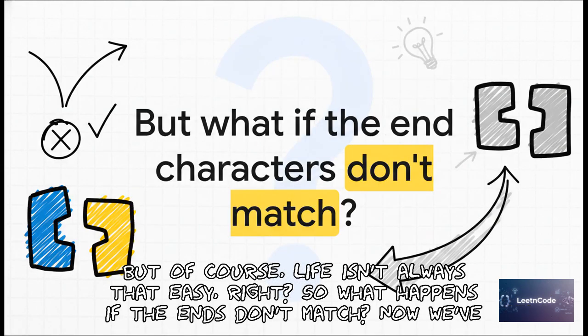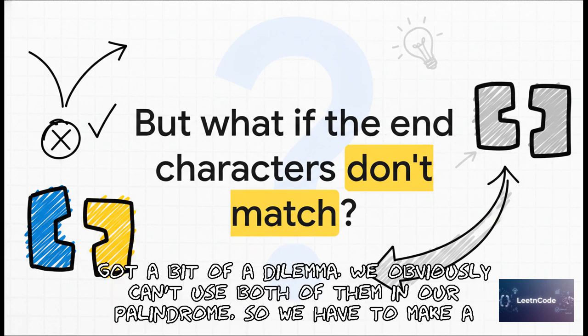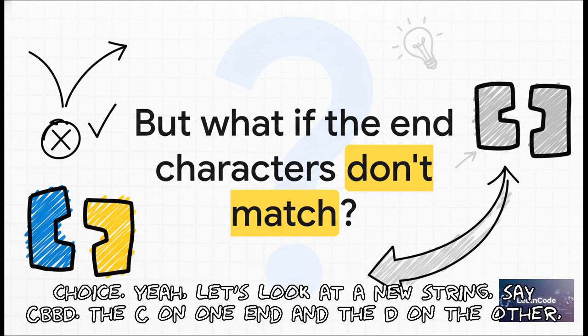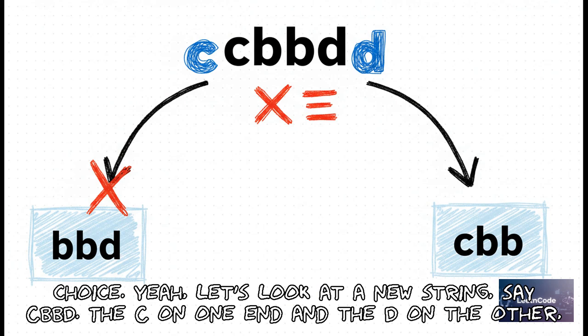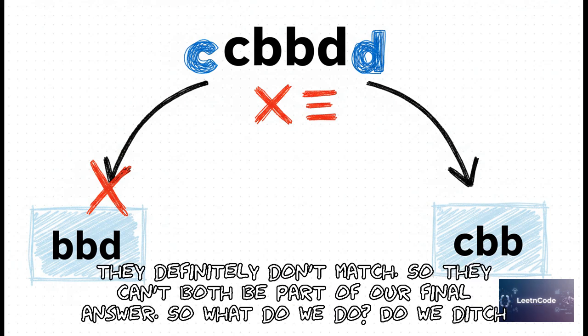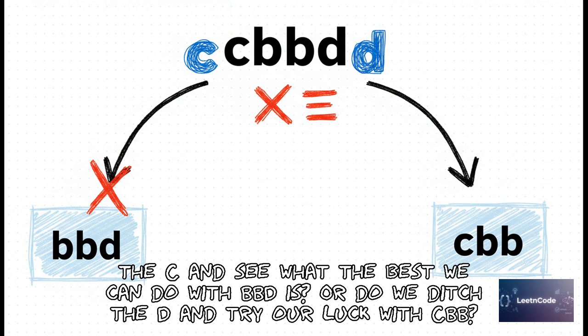But of course, life isn't always that easy, right? So what happens if the ends don't match? Now we've got a bit of a dilemma. We obviously can't use both of them in our palindrome, so we have to make a choice. Let's look at a new string, say CBBD. The C on one end and the D on the other, they definitely don't match. So they can't both be part of our final answer. So what do we do? Do we ditch the C and see what the best we can do with BBD is? Or do we ditch the D and try our luck with CBB?